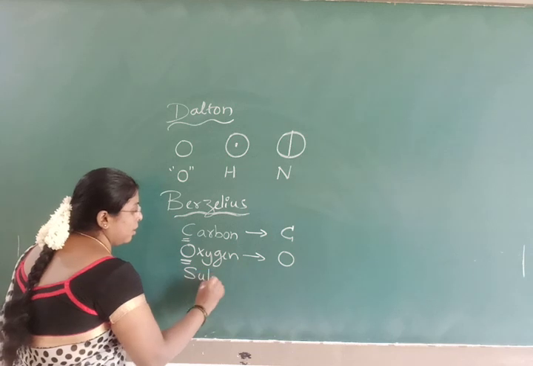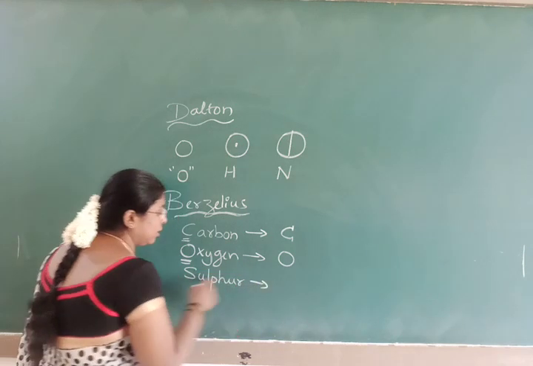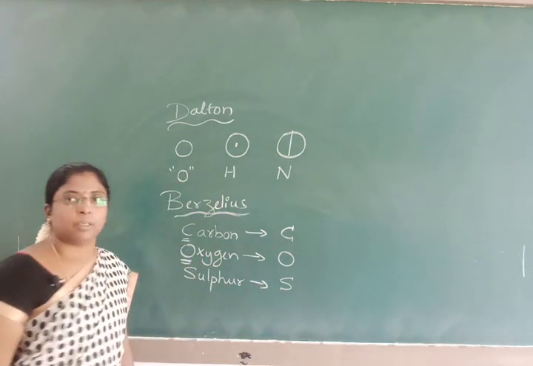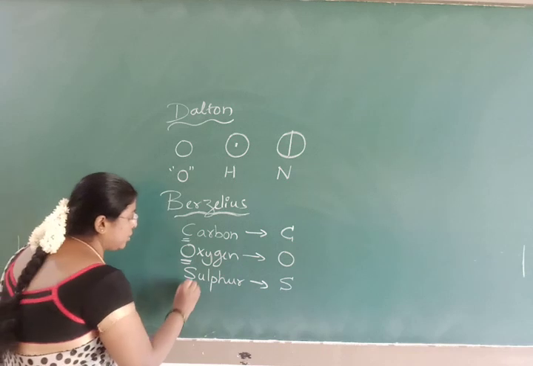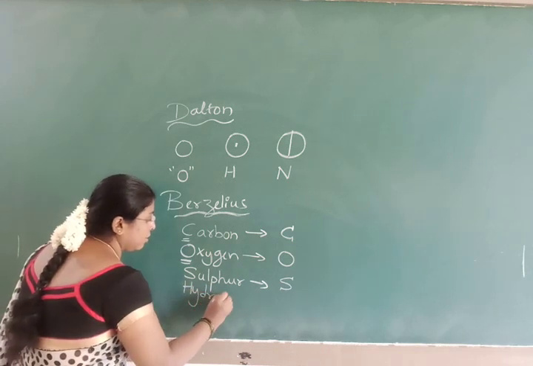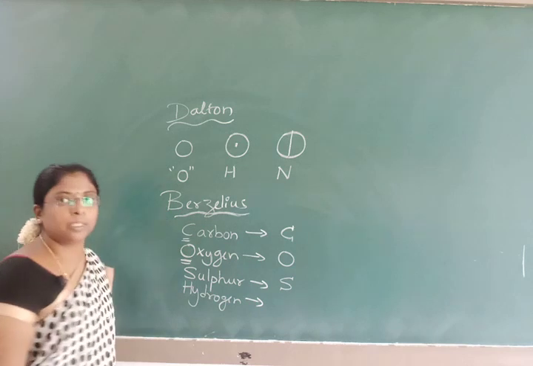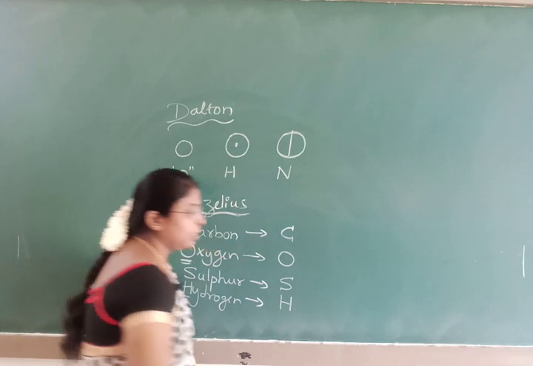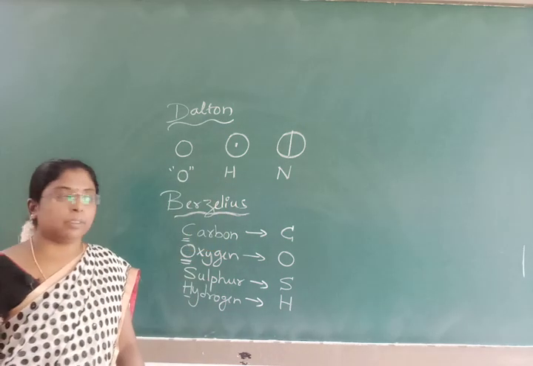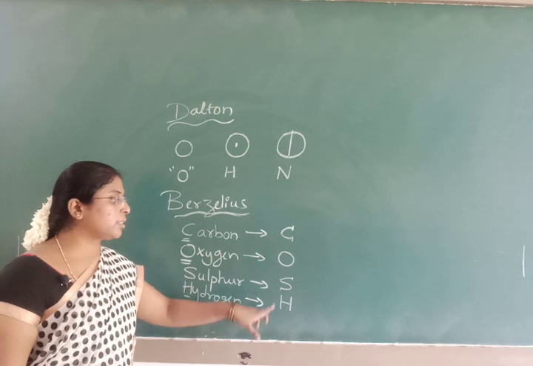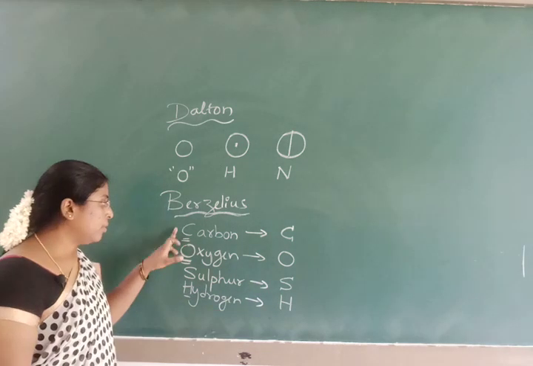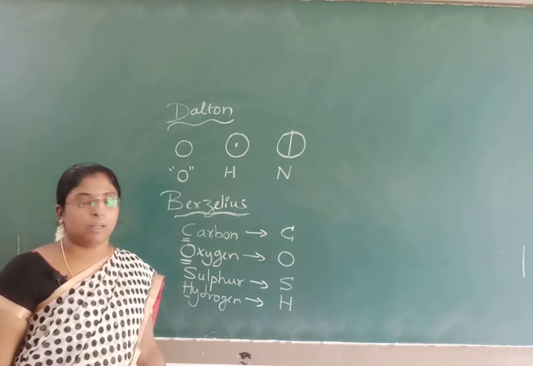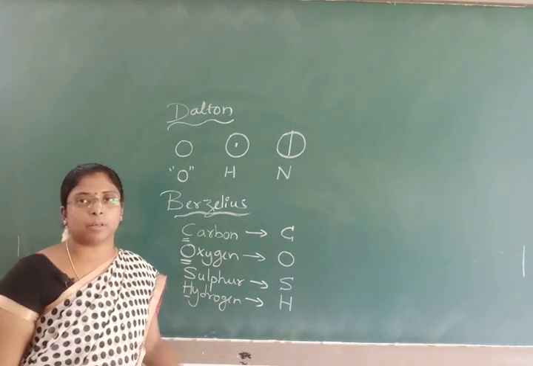Sulfur starts with the letter S, so the first letter was given as S. Hydrogen, the symbol for hydrogen is H. The first letter was H, hence he gave the capital H. Berzelius gave the symbols of these atoms in terms of their first letters. Symbols are represented in capital letters.